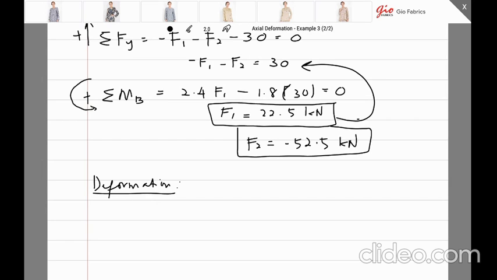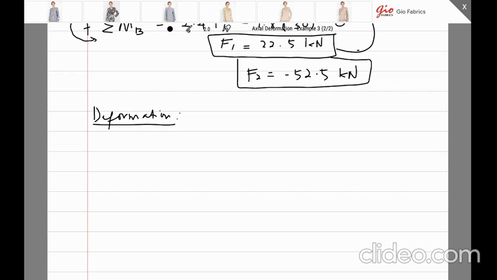Start with rod 1. The delta 1 is equal to F1 L1 over A1 E1. Just substitute all the values into this. The units must be consistent. This is important because it will affect your end result or your calculation. You should get the deformation of rod 1 is 9 mm. So you can see that rod 1 is actually elongated.